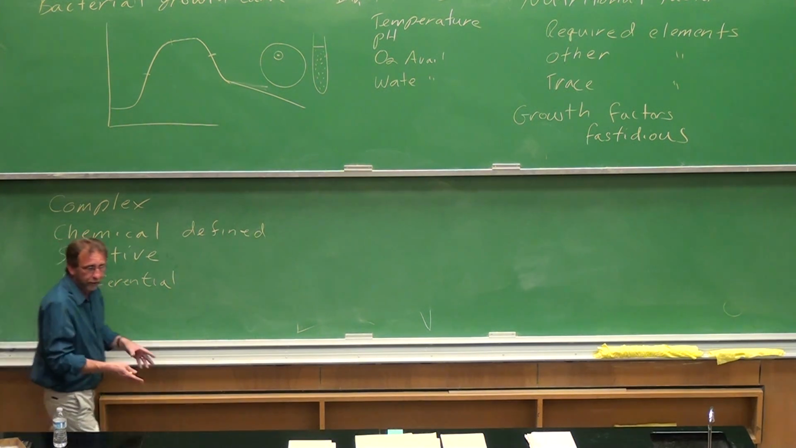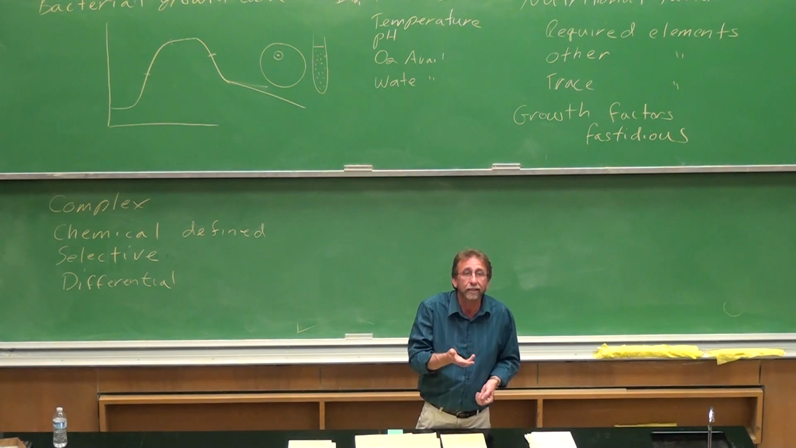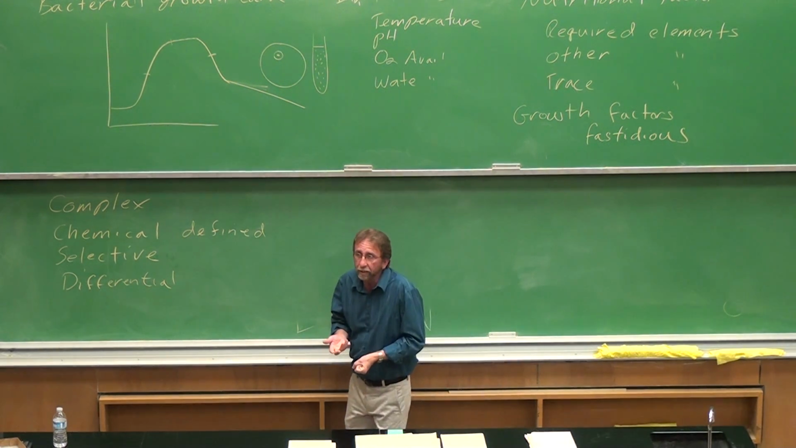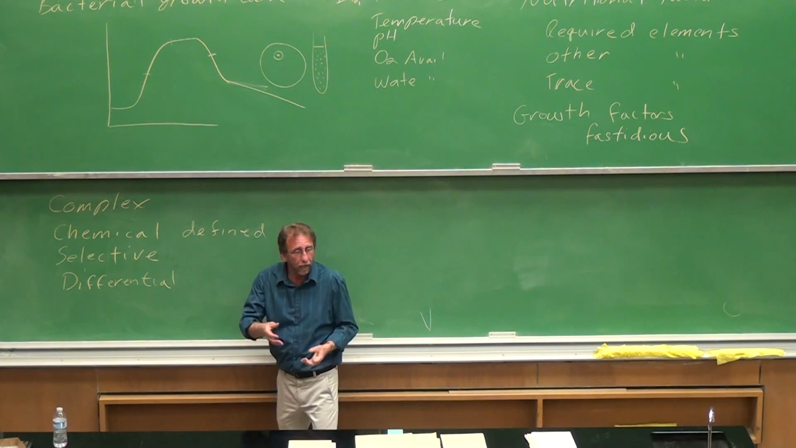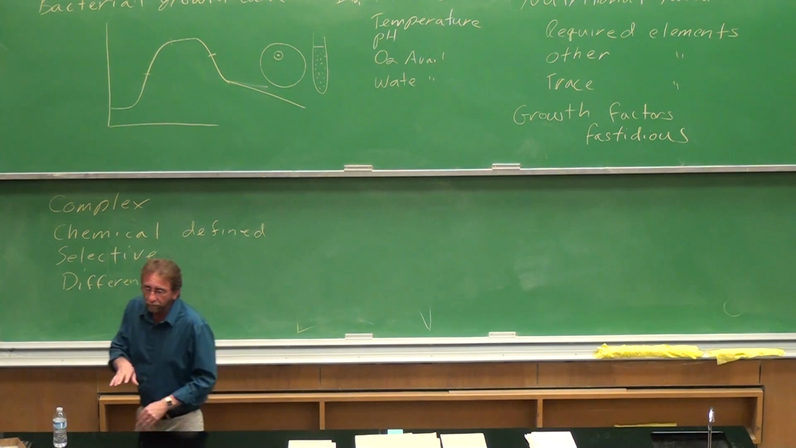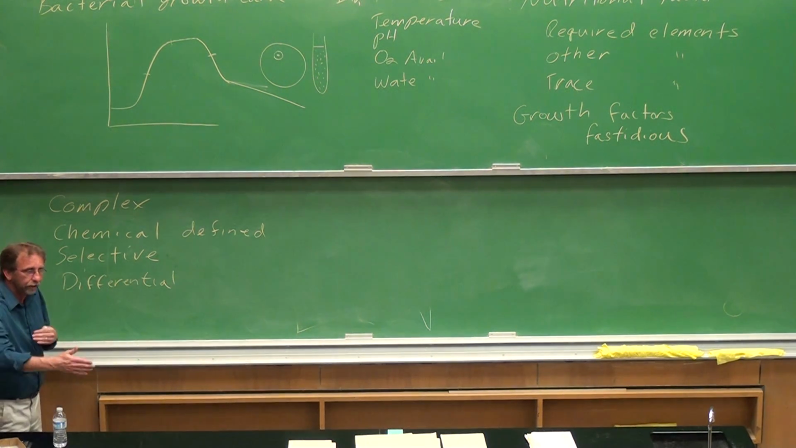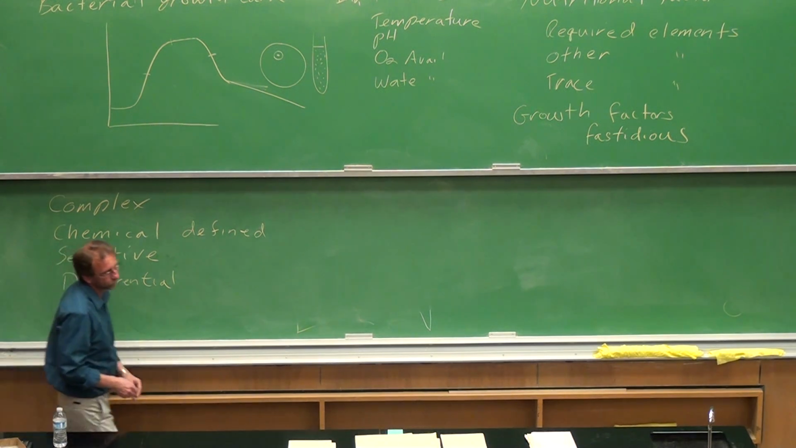The example of that was the EMB media that we used that had the E. coli with the metallic green sheen. That's a differential medium. Only the E. coli will produce that metallic green sheen. Other microbes that are growing on there will grow maybe, but they won't show that metallic green sheen. So that differentiates the E. coli from other microbes that might grow on that media.